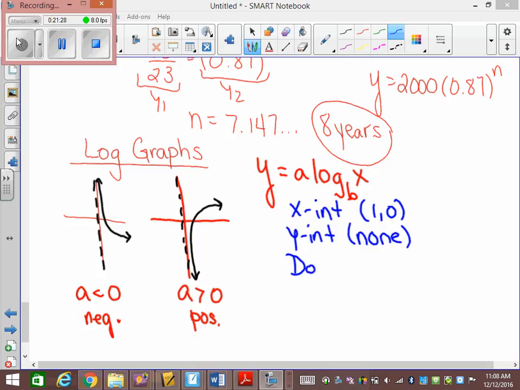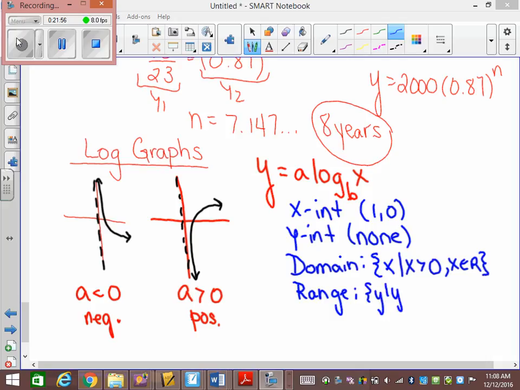The domain, for you guys, you have no x values here, and you have no x at 0, so it's x is greater than 0. It's just the opposite of exponential because they are inverses of each other. The range is y is an element of the real numbers. And I have a vertical asymptote at x equals 0. Okay?